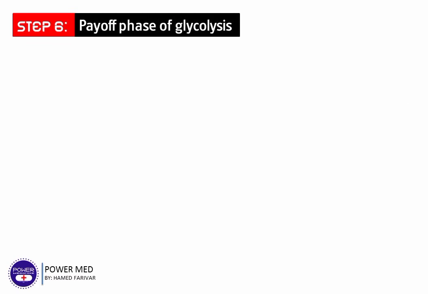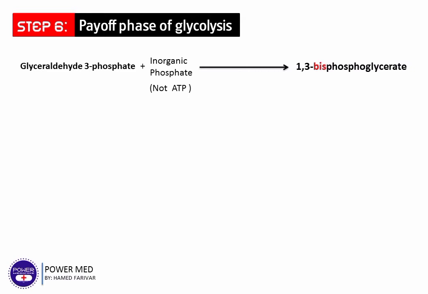Step 6 is the beginning of the payoff phase of glycolysis, a phase during which energy is going to be reaped rather than invested. In this reaction, glyceraldehyde 3-phosphate that has been produced in previous reactions reacts with one inorganic phosphate group, not an ADP as might be mistaken, to make 1,3-bisphosphoglycerate, a compound with 2 phosphate groups.